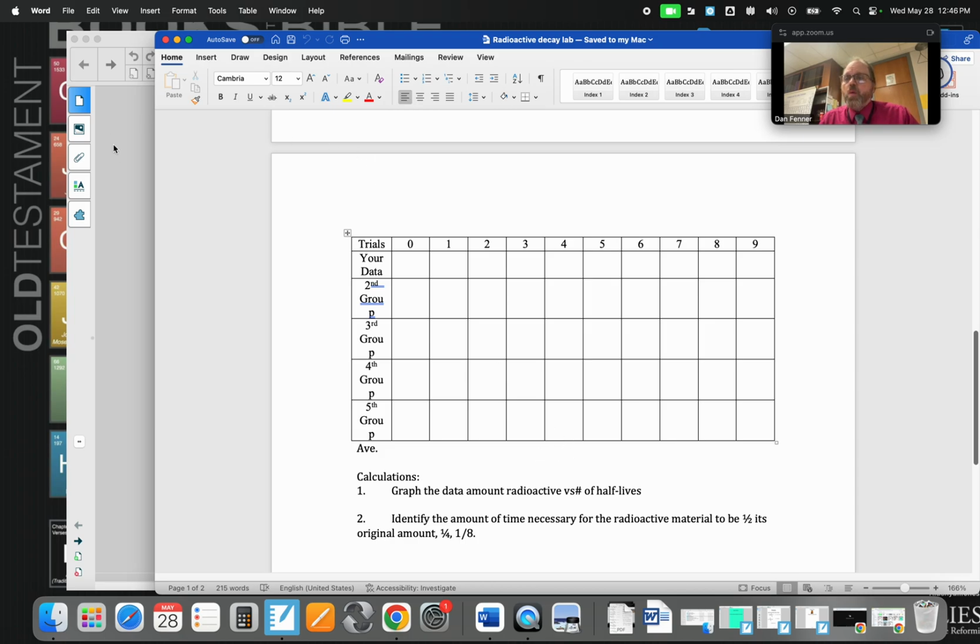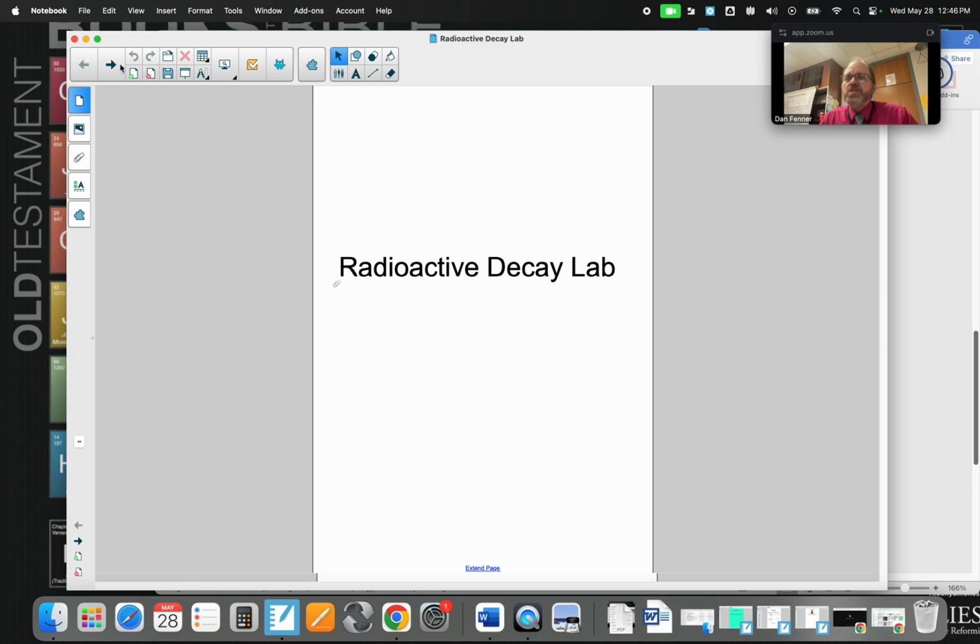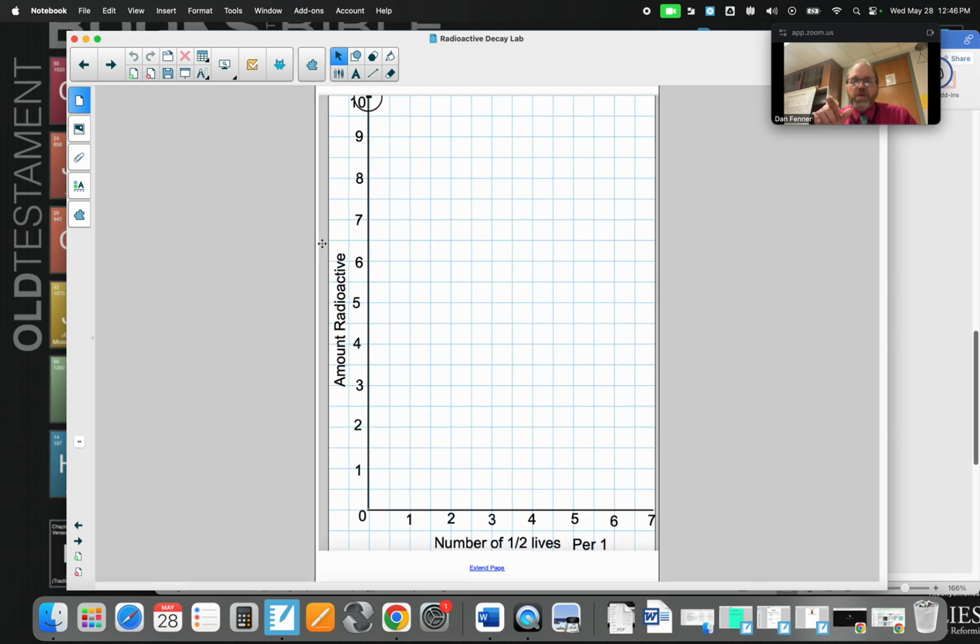Once you do that, you're going to generate a graph. Now, remember, when we do the graph, we're always going to put the independent variable, the number of half-lives, on the bottom, and the dependent variable, the thing that we don't control, the amount radioactive, on the side. So in the case of the pennies, at 0, it would be 10. If you're doing the M&Ms, I would do like 40. And then for the first half-life, whatever number is there, make sure you put a geometric shape around it, and then do a line of best fit. It's going to be a curved line.